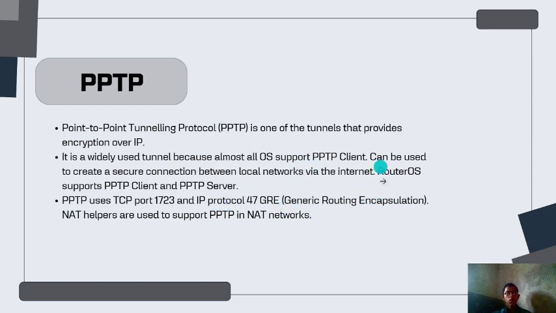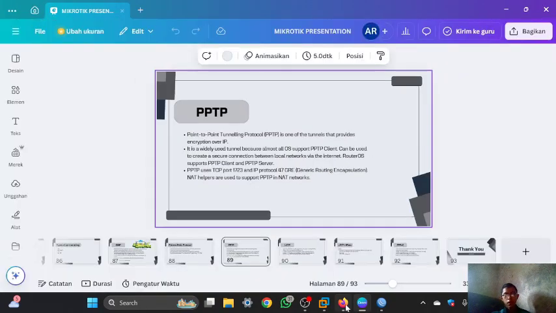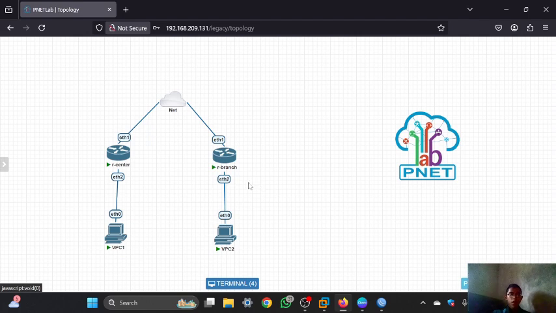So I will configure the PPTP server and the PPTP client, and PPTP uses TCP port 1723 and IP protocol 47 GRE, or generic routing encapsulation, and NAT helpers are used to support PPTP in NAT networks. And I will configure PPTP in my topology, which is this, and I will set the router center as the PPTP server, and the router branch as the PPTP client.